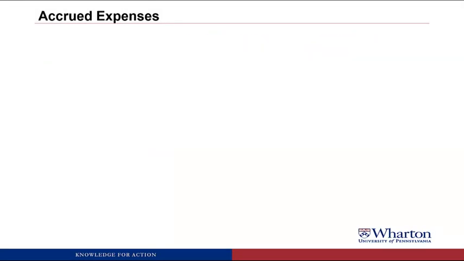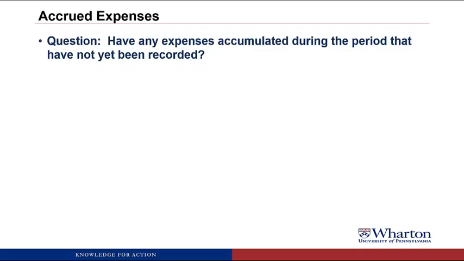Next, we have accrued expenses. So as our poor accountant decides to turn on the TV to watch something like New Year's Rockin' Eve so he can hear some of the music in the background that he's missing at all the parties, he has to ask himself, have any expenses accumulated during the period that have not yet been recorded?